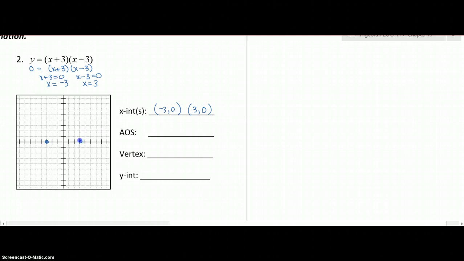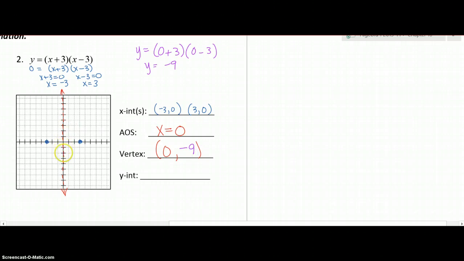Plot those. And now we want to find the axis of symmetry. Remember, the axis of symmetry cuts it exactly in half. Well, the average of positive 3 and negative 3 is 0. That is a vertical line, so the equation of the line is x equals 0. We know that the vertex is on the axis of symmetry, so it also has to have 0 for the x portion of it because it tells us x equals 0. So we have to figure out what y is. So let's go ahead and plug in 0 for x. We get y equals 3 times negative 3, or negative 9.